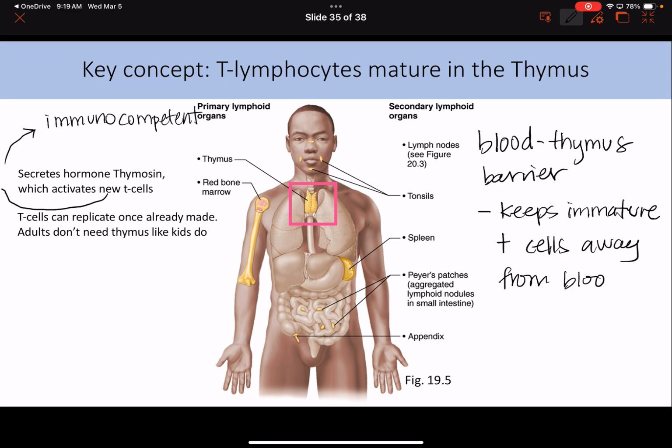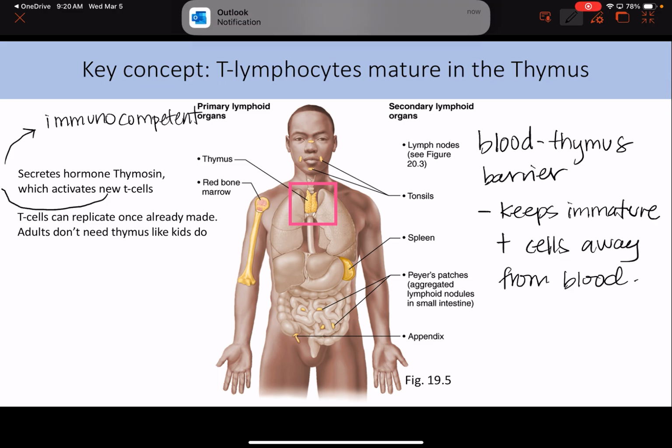Because you do not want a T cell that's not fully trained to be in circulation. Because then they don't know the difference between a self cell and a foreign cell. And they may start to attack our self cells, which is why we have autoimmune disorders in which T cells are not properly trained or other immune cells are not properly trained and they begin to attack our own cells.